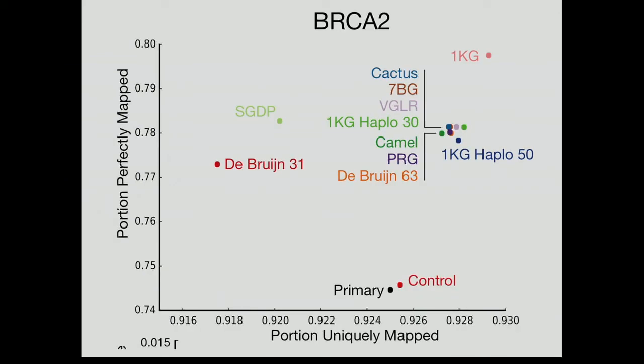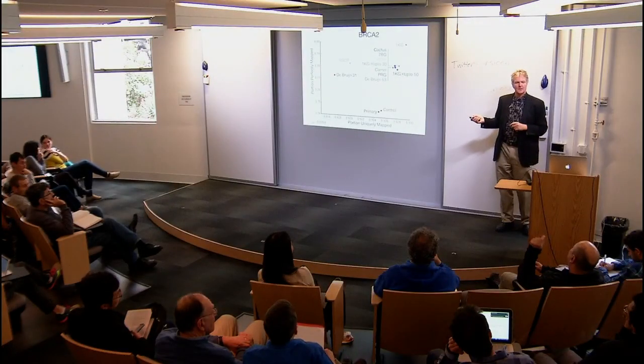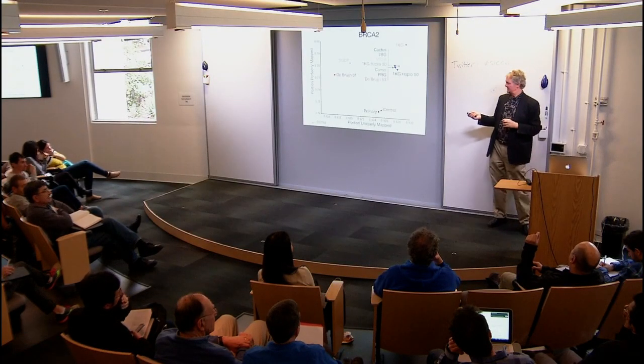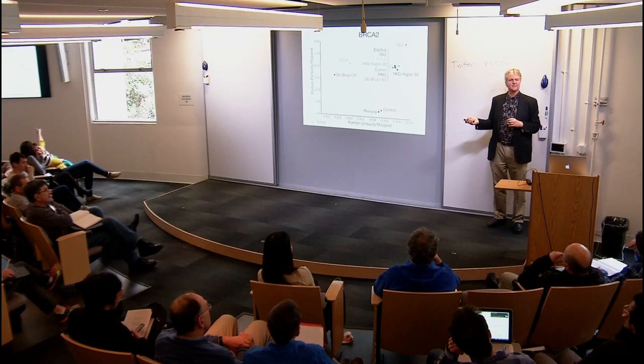This is for BRCA2. Now, the numbers get higher, but the differences in performance get lower. BRCA2 is a much less challenging region. Yes? Yeah. And your definition of unique mapping is the one that minimizes the error. Yes. There's one unique place that minimizes the error.